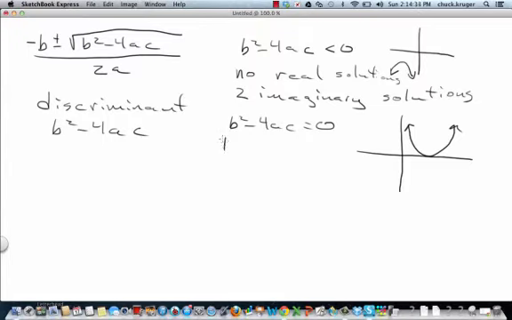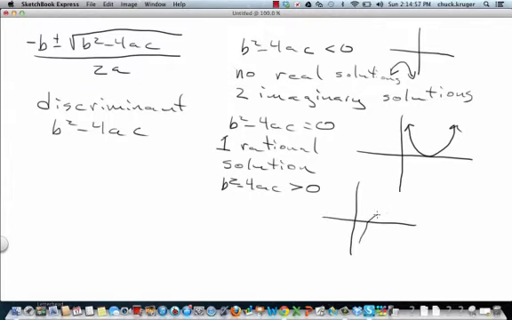And so I have one rational solution. It's a real solution. It's rational, because I'm touching at one place. And if b squared minus 4ac is greater than 0, it means I have a parabola that crosses at 2 places. So I have 2 real solutions, which could be irrational, because it crosses at 2 places.